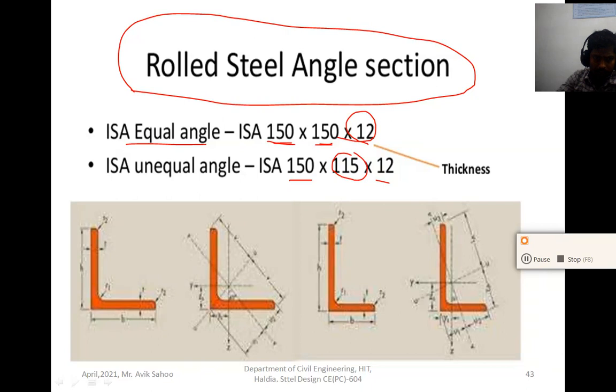So again here, to reduce the stress concentration, the curve shape is used. This is the leg thickness, the leg size. This is also another leg size. This is the root radius, the angle of the root and the radius of the root. These sectional properties are given in the SP6 handbook, the structural handbook.